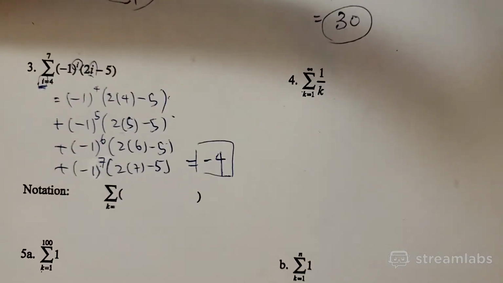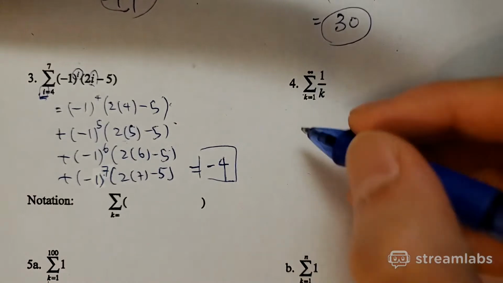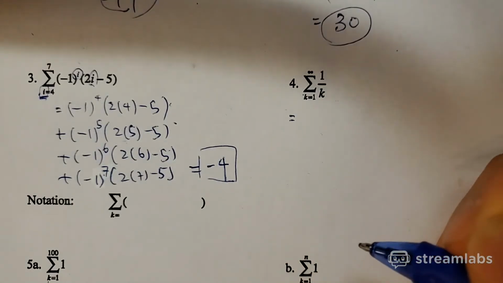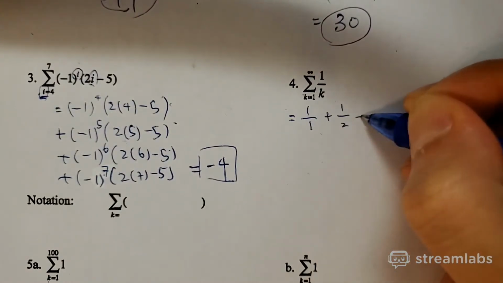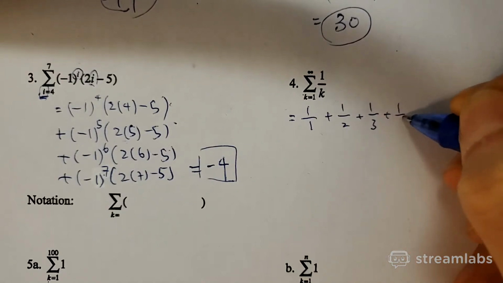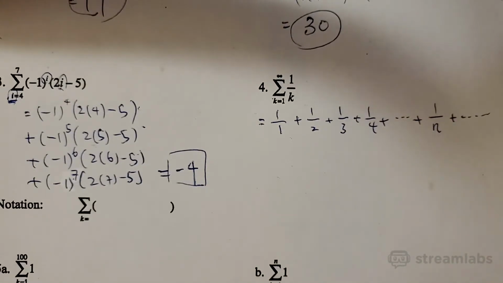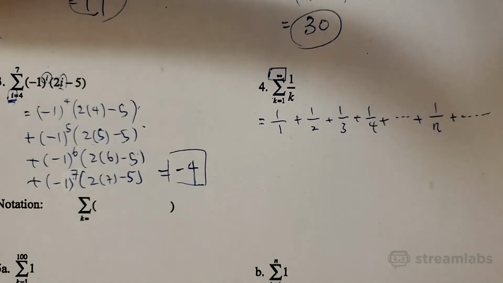All right. Number 4 is interesting. So what does this look like? 1 over whatever k is, right? So 1 over 1 plus 1 over 2 plus 1 over 3 plus 1 over 4 plus all the way to 1 over n. And then it keeps going, right? There's no end to this. How do I know there's no end? Just look at this. It goes to infinity, right?